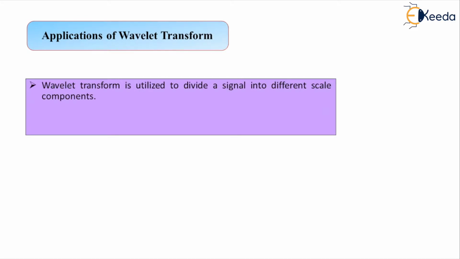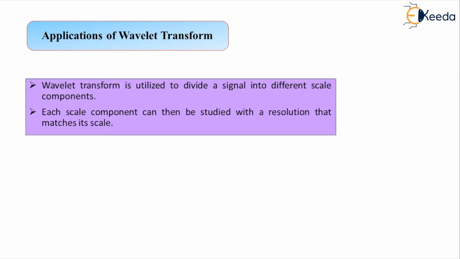As we call it, wavelet transform is basically a mathematical tool. And what is the purpose of using the wavelet transform? That will give the details of applications of wavelet transform. The peculiarity of wavelet transform is the use of wavelet transform for dividing a signal's information into different scale components, which leads to a variety of applications for the wavelet transform.